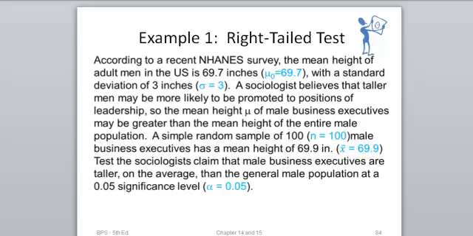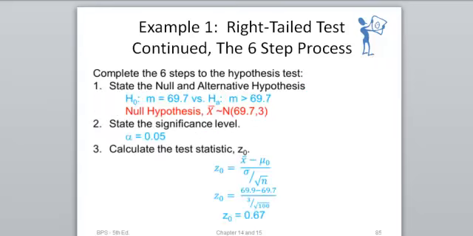So from our simple random sample of 100, we got a mean height of 69.9 inches. We're going to see how many standard deviations 69.9 inches is in the null hypothesis distribution, where the null hypothesis distribution is the sampling distribution of the sample mean for samples of size 100 with a mean of 69.7 and a standard error of 3 divided by the square root of 100, or 0.3. We're going to test the sociologist's claim that the male business executives are taller on average than the general male population at a 0.05 significance level. That means our alpha is 0.05.